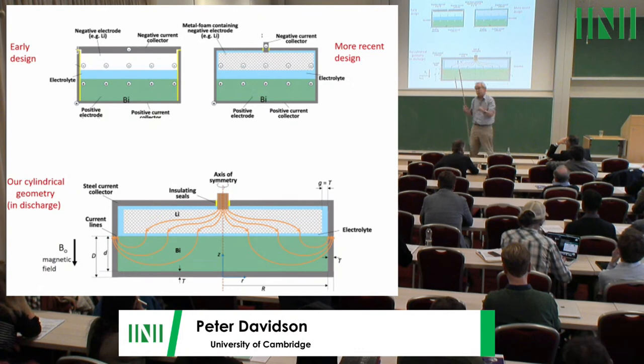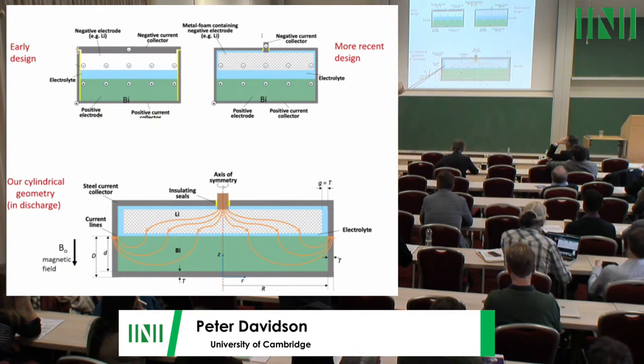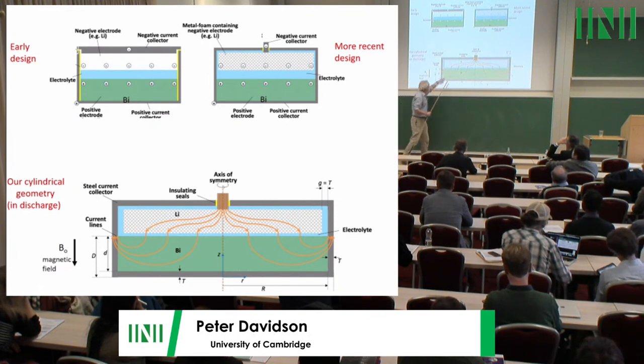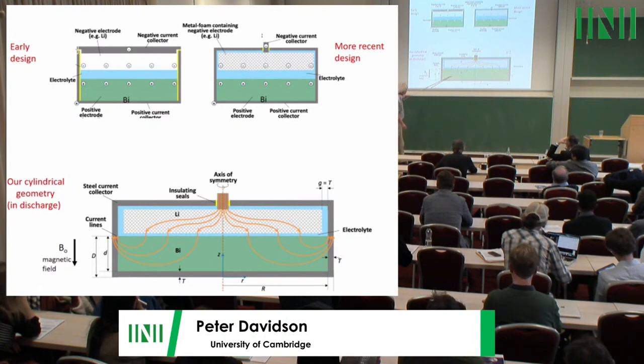Liquid metals are good conductors. Electrolytes are terrible. So most of the voltage drop in the battery is across this very thin electrolyte layer. And of course, the current just wants to take the path of least resistance, which is just straight through, vertically down. The current then spreads out, comes back out, and it's this radial spreading of the current that will interact with B_z to produce this swirling motion.